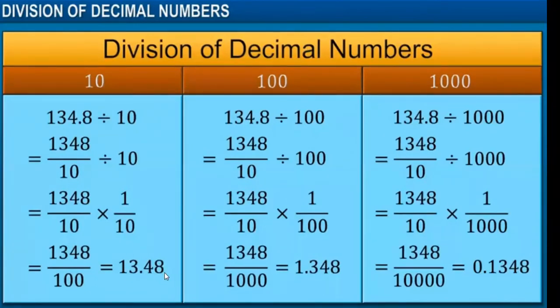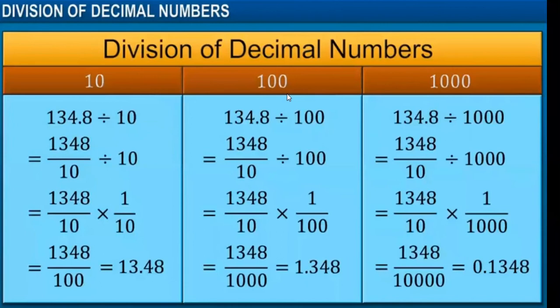Okay, so we can see that there is a shift of the decimal point. The decimal point was 0.8 and here it became 0.48. So we can say the decimal point is shifted towards the left. We can say the decimal point has shifted to the left.